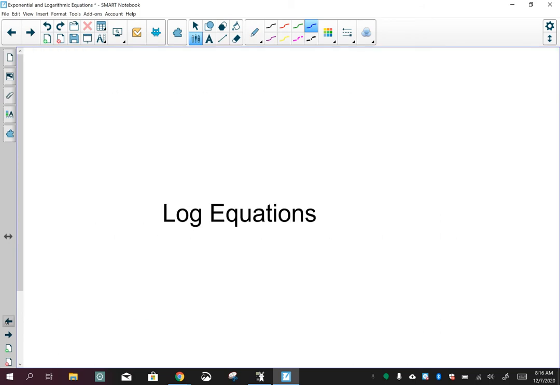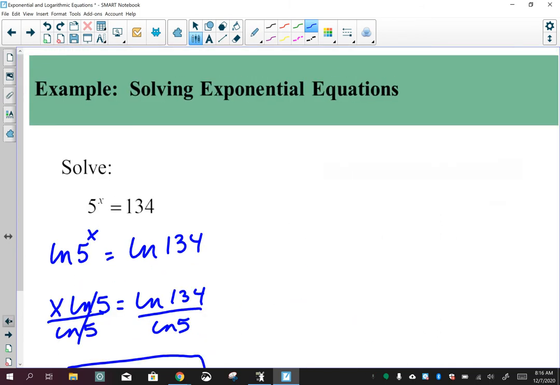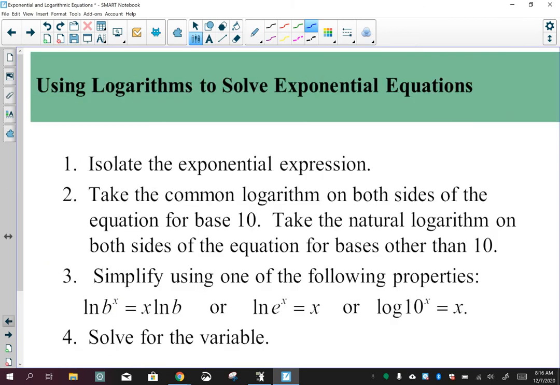Nope. Where is it? Must have been a couple of slides back. I didn't realize it was this far back.